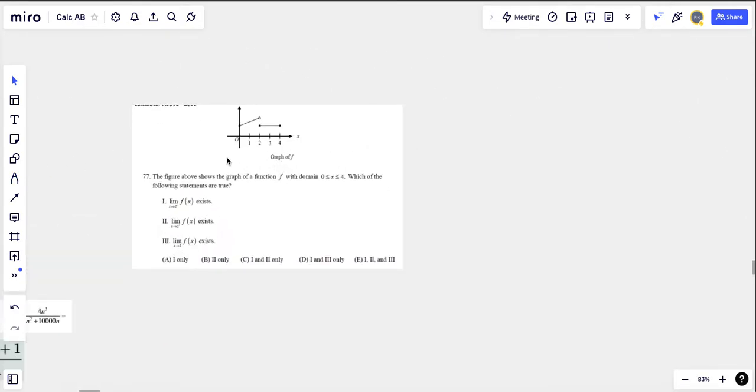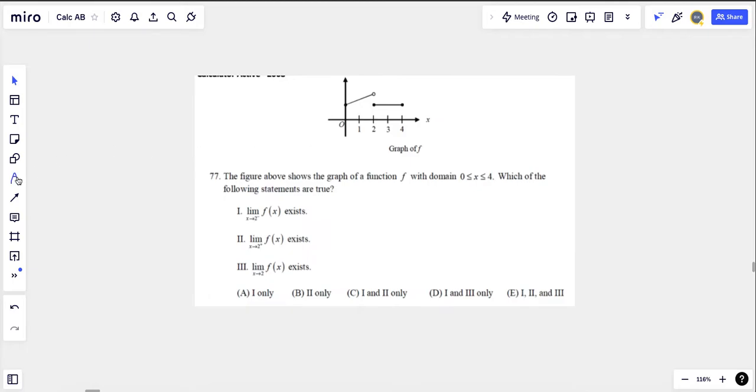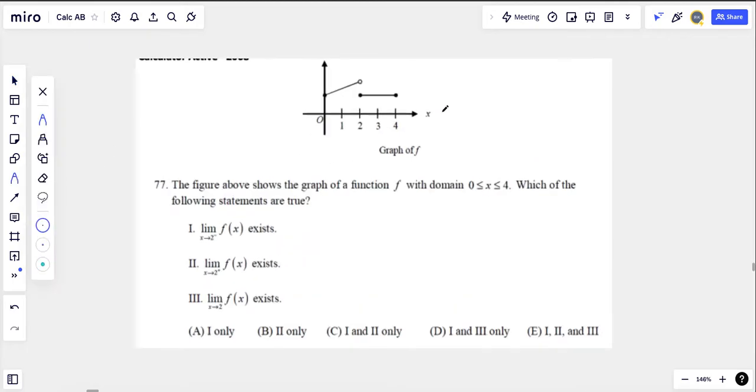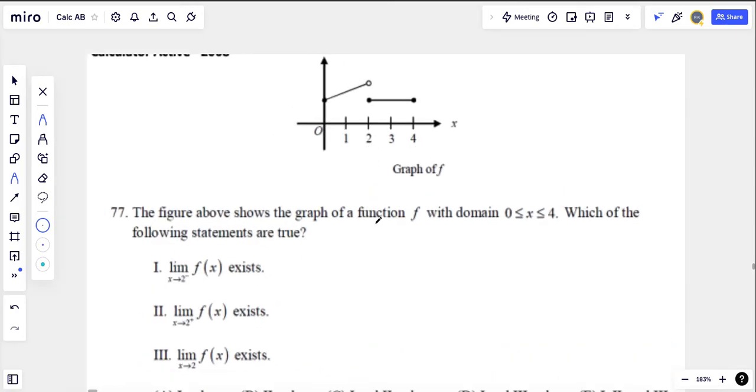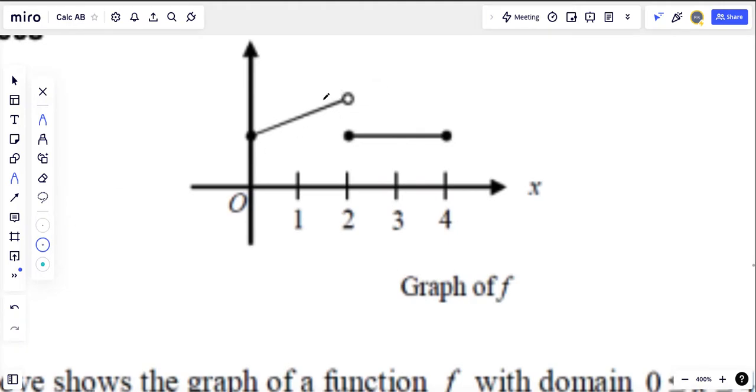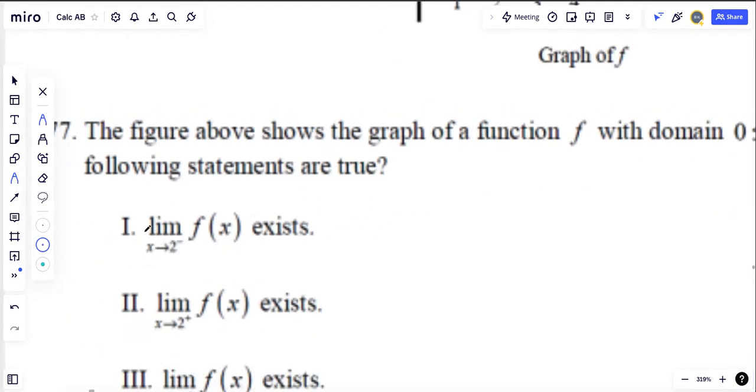So let's start with this one. For this one, you just want to look through each one and see what's true before you look at the choices. So this one says limit as x goes to 2 from the left of f of x exists. So 2 from the left would be this thing here. Whatever it's approaching, this y value. This y value exists. So this is true.